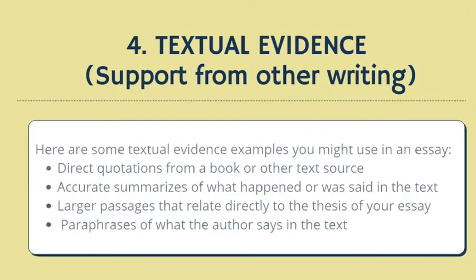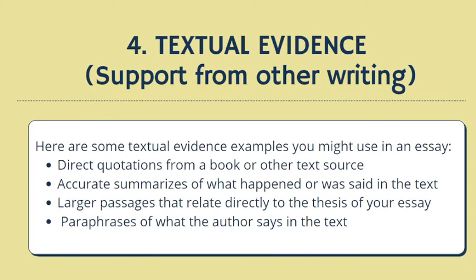The fourth type of evidence that you can employ in text is textual evidence, or support from other writing. So, if you're writing about a book, speech, play, or other written document, you may need to use textual evidence to support your thesis. When you use textual evidence, you need to be specific about where you found this evidence in the text. You should include page numbers and other information to guide the reader in verifying your evidence. You should also directly state why this evidence is important and what it proves.